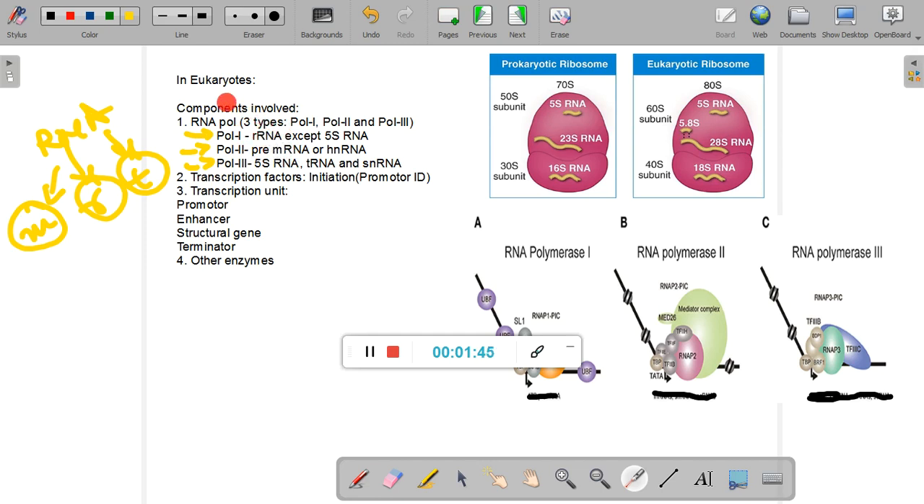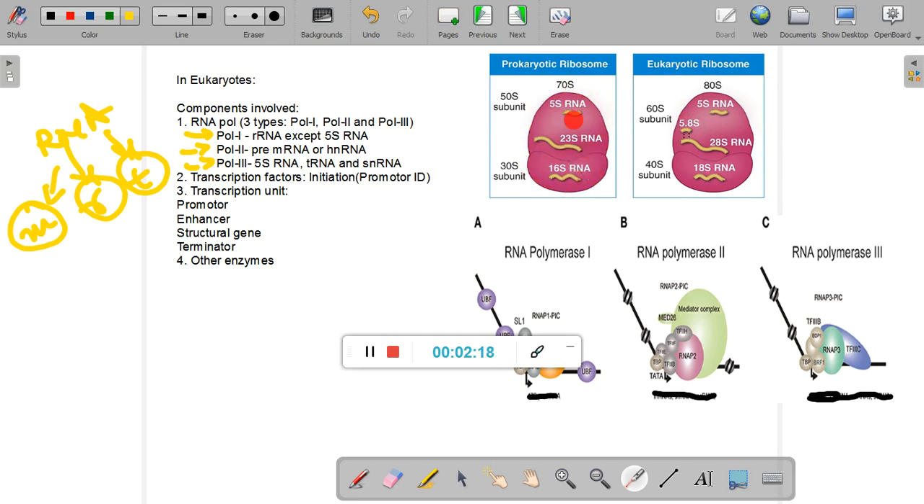Its dedication is to synthesize ribosomal RNA, but it does not synthesize the 5S ribosomal RNA. Now what is this 5S RNA? In order to understand this, let us look at the ribosomes of the two major classes of organism. Here we have the ribosomes of prokaryotes, and here the ribosomes of eukaryotes. The ribosome is made up of two parts: the larger unit and the smaller subunit. So we have a large subunit and a small subunit.